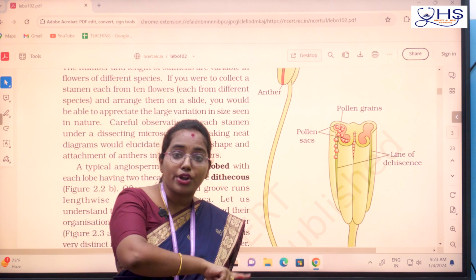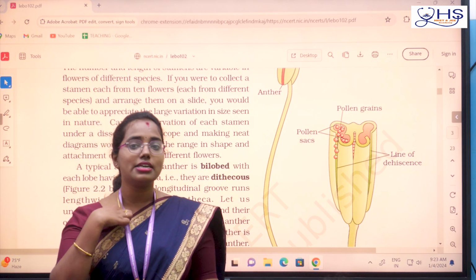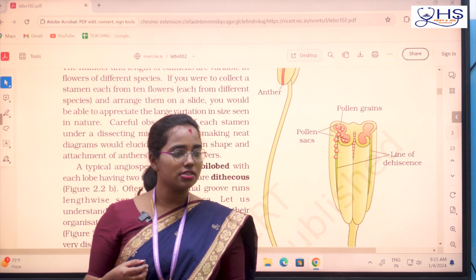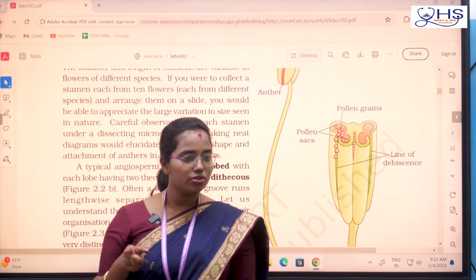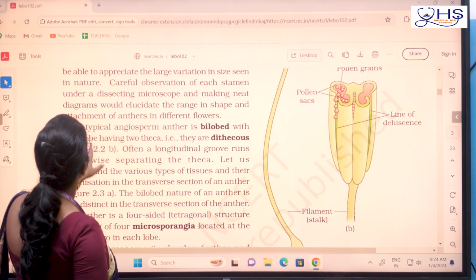The microsporangia will act as a pollen sac. Okay, so in a dithecous anther, how many pollen sacs are present? 4 pollen sacs. In monothecous? 2. Okay. Typical, so we completed this.